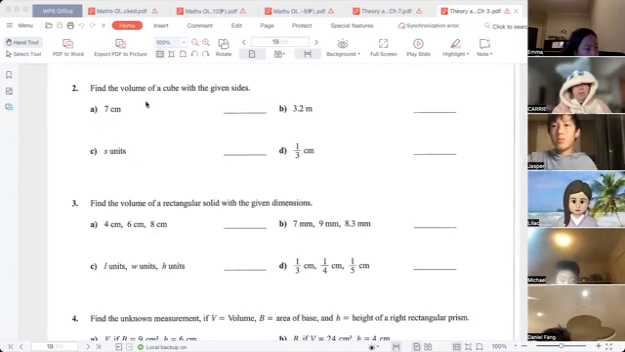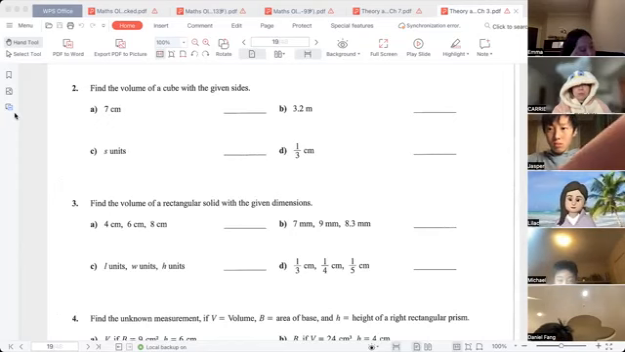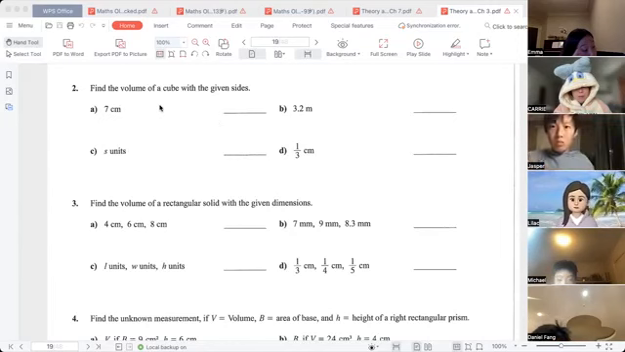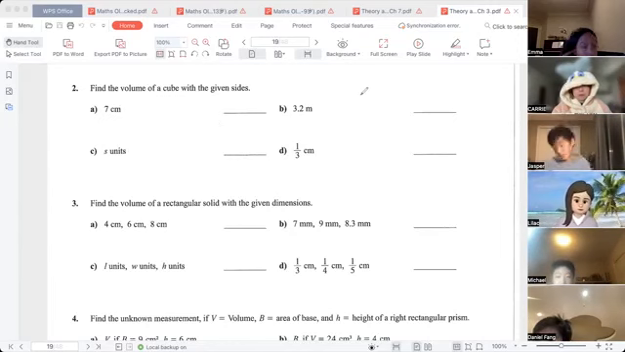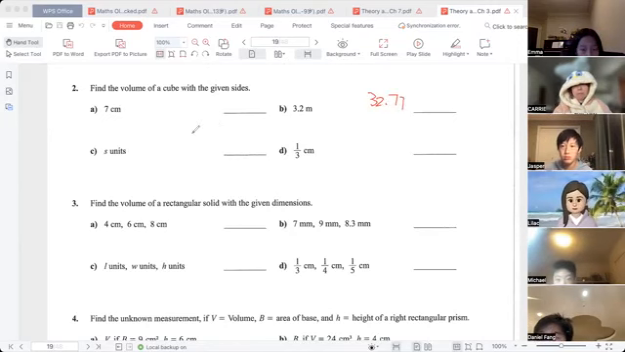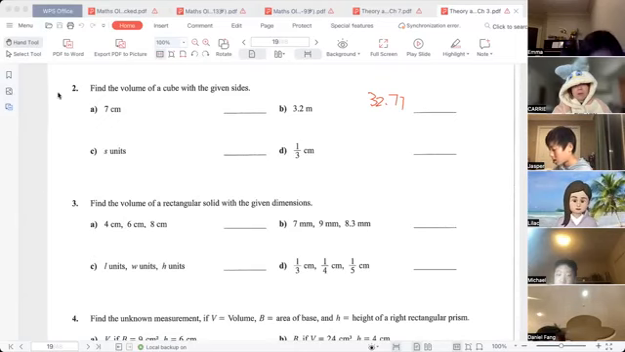Okay, so I'm going to explain the first question, okay? Daniel, 你有没有给我发新的答案？我跟你说了。So the first question, 3.2. So 3.2 times 3.2 times 3.2. So the answer is 32.77. Okay, thank you, Daniel.